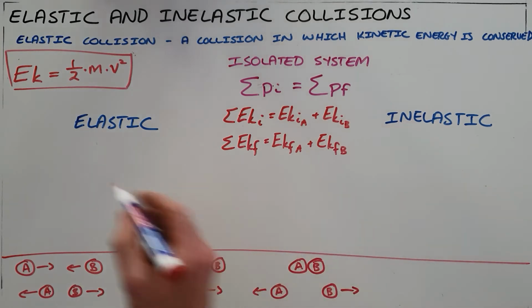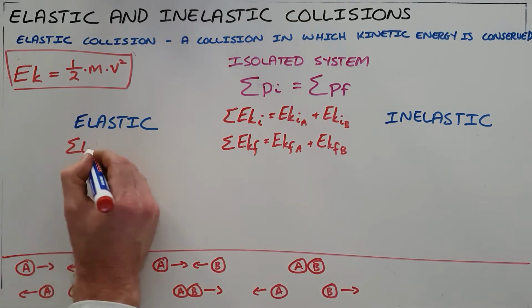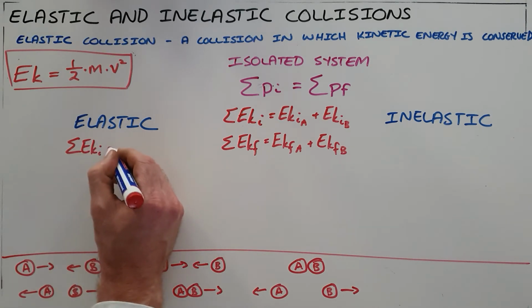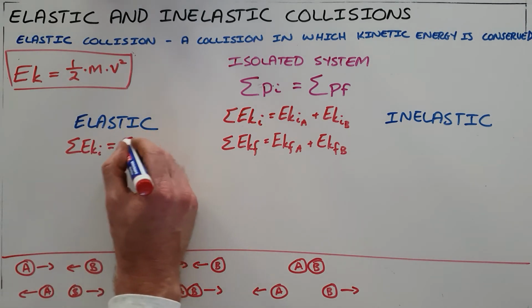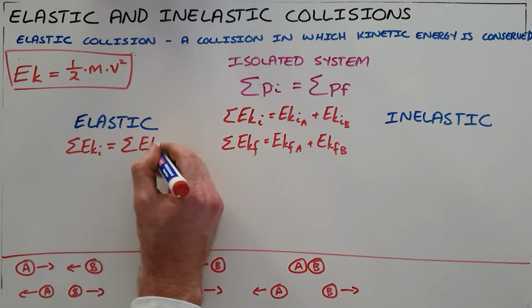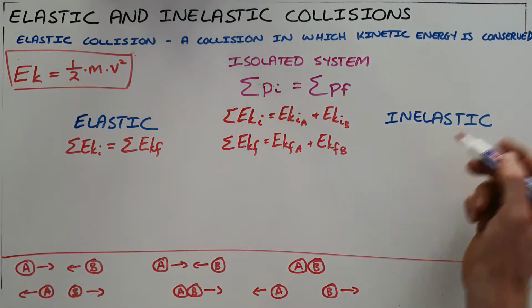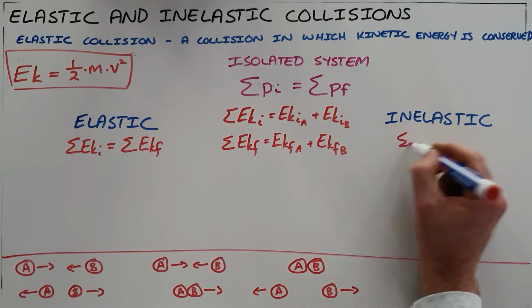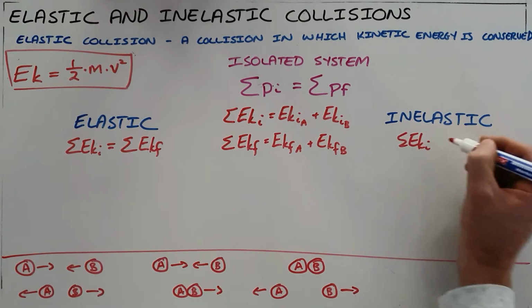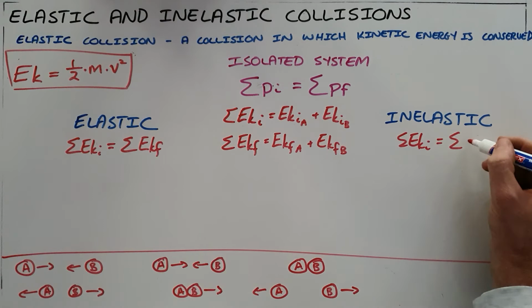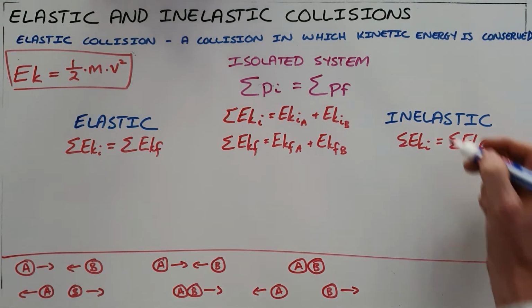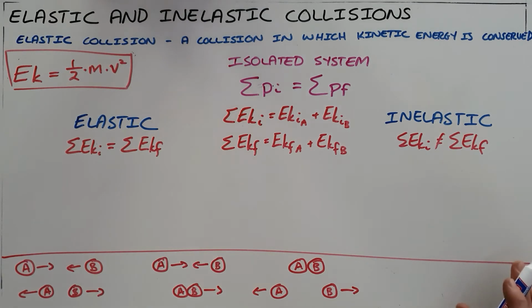And if those two are equal, if the initial total kinetic energy is equal to the final total kinetic energy, we can say that that is an elastic collision. If they are not equal, if the initial kinetic energy is not equal to the final kinetic energy, then we say that that is an inelastic collision.